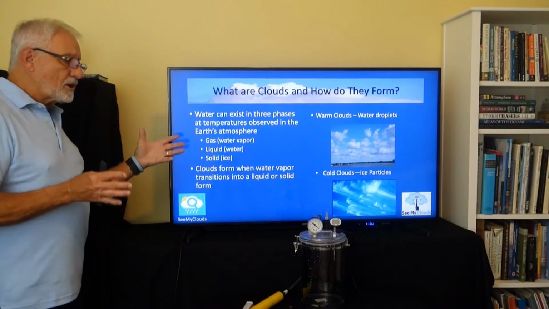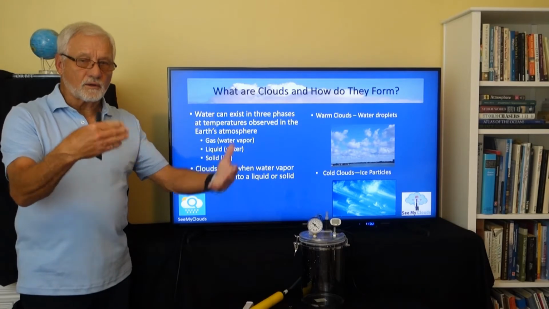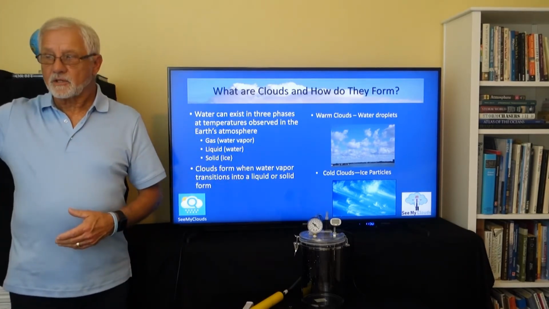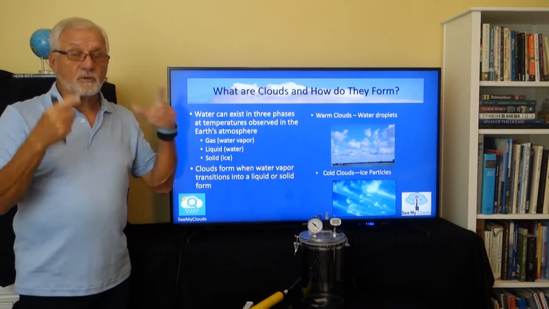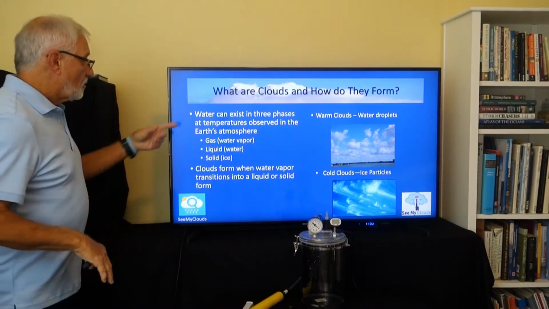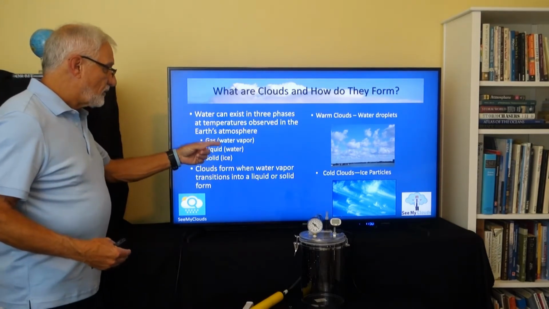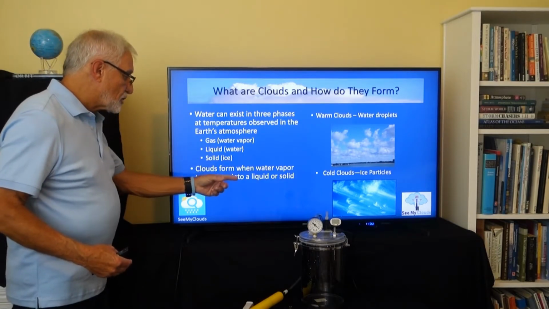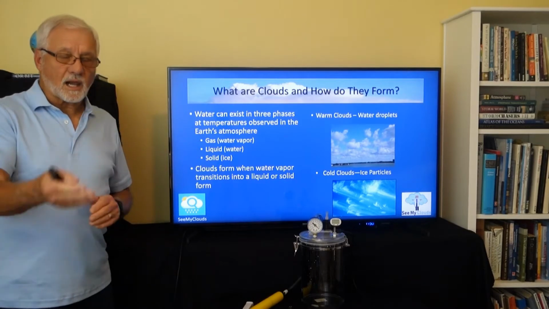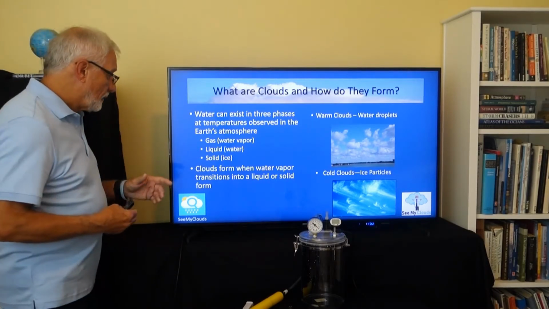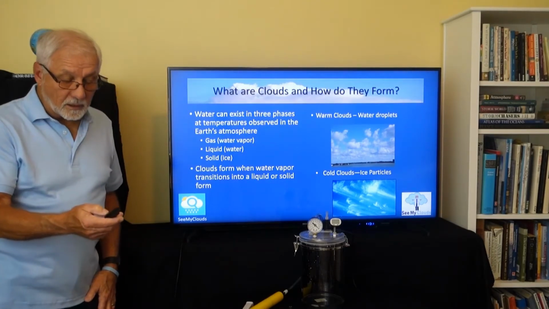So it's important to understand that the water vapor is invisible. So in this room, there's water vapor, but we can't see it. In the atmosphere outside, there's water vapor. We cannot see that with our eyes. We can see it in other ways. But the question is then, what is a cloud? So the cloud, if the water vapor transitions into a liquid or a solid, then that is a cloud. And the cloud droplets are what we see when we look at the atmosphere.